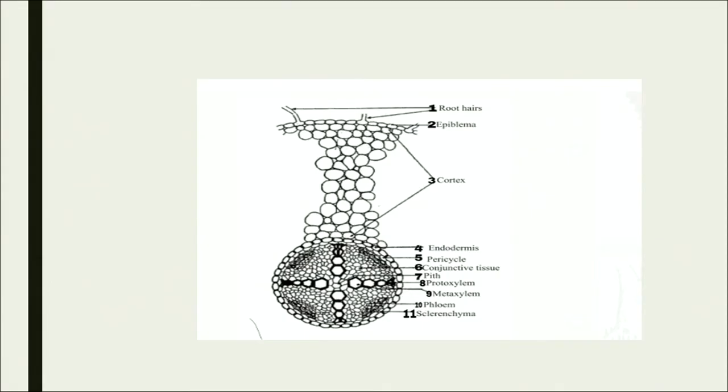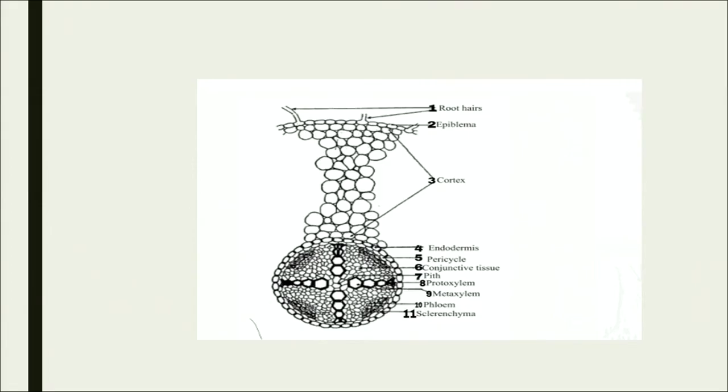They are special cells. They are called passage cells. They create some kind of passage for the movement of liquid from cortex to the vascular tissue. So inside the endodermis layer is the layer called pericycle, and the inner side of pericycle has a lot of connective tissue or the conjunctive tissue, and pith is in the center.